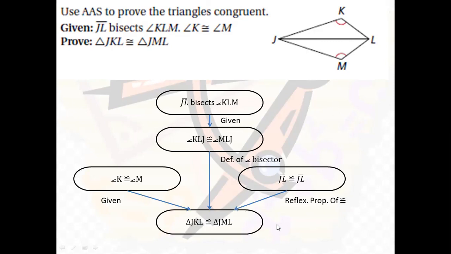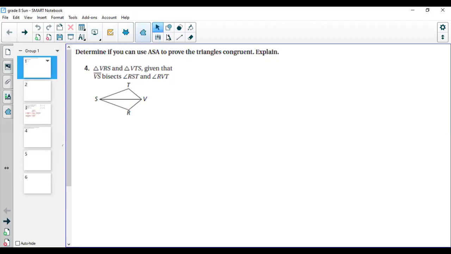So as a result, triangle JKL is congruent to triangle JML because of the ASA property. Sorry, AAS property, AAS, angle, angle, side, the non-included side. So that's what we did here. We said two angles are equal and the non-included side is equal to the other triangle. So both of them are congruent. Let's put these ideas into practice. Let's see. Hopefully you will understand it much better.